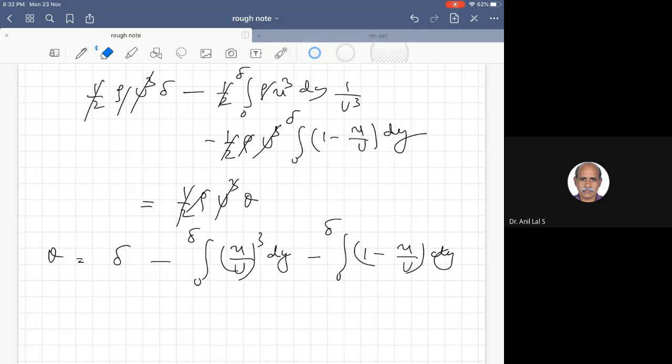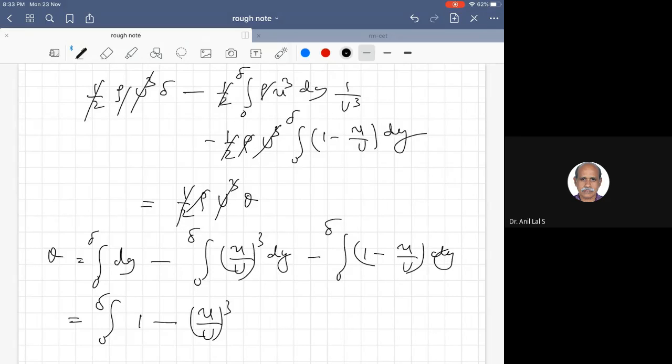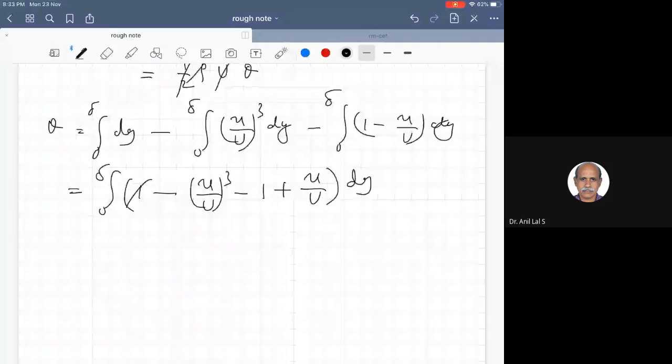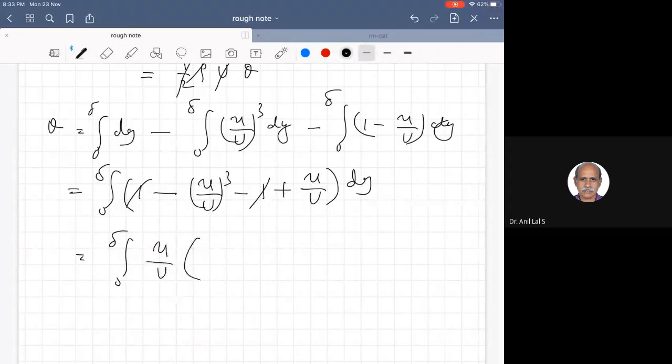And this can be rewritten with integral 0 to delta dy, that is delta. So this becomes integral 0 to delta, there's a 1 here, there's u by U whole cube, minus 1 plus u by U dy, and this will go. So it is integral 0 to delta, and then u by U can be taken outside, so that this becomes 1 minus u squared by U squared dy. So this is how the energy thickness is obtained.